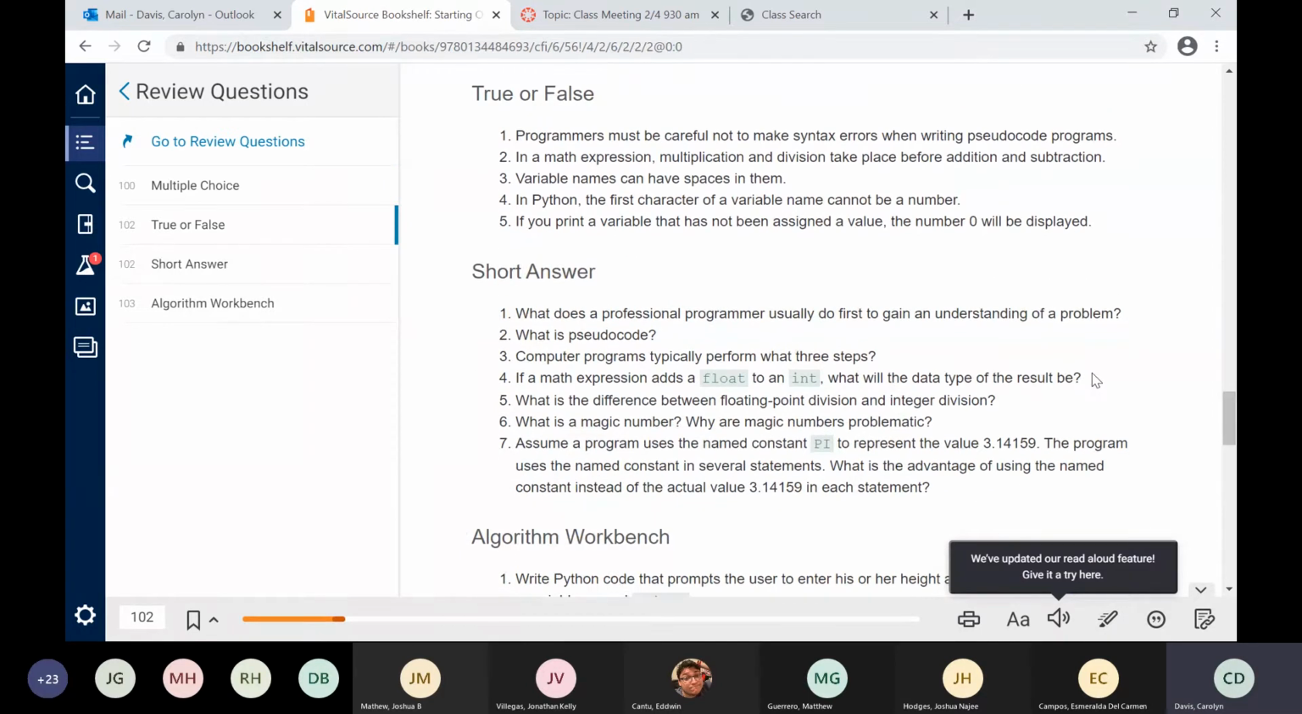Let's look at short answer. Now, there's nothing short answer on the quiz. These are all multiple choice or true false, but I could turn a short answer into a true false or multiple choice. So, for example, I don't care about number 1, number 2, or number 3. So let's look at 4. If a math expression adds a float to an int, what data type do you get? If you add 2 different types together, float and int, you'll get float. If anything in the equation is float, you'll get float.